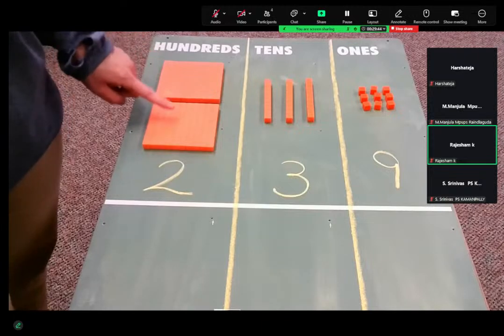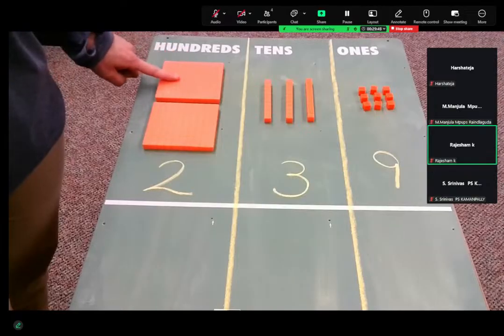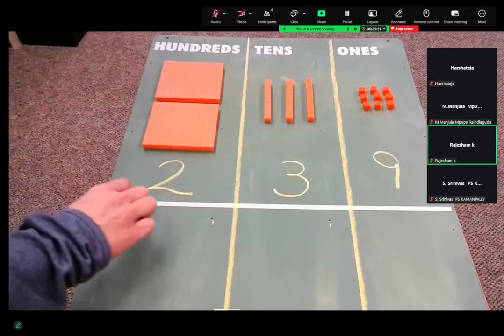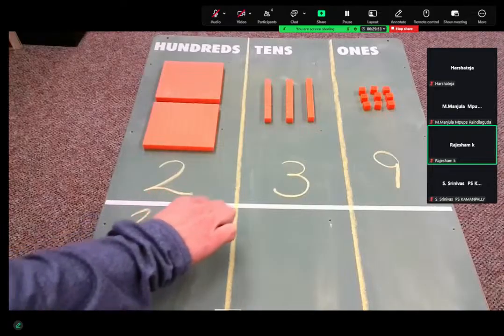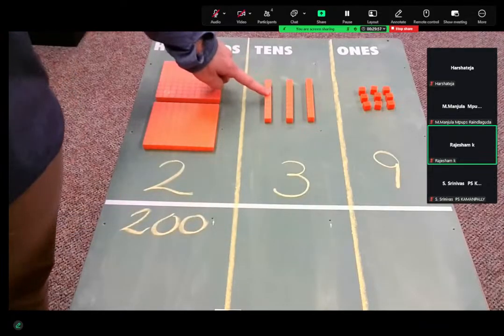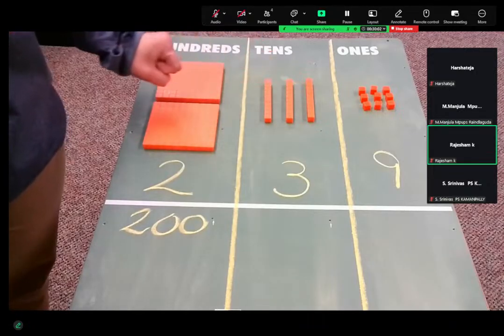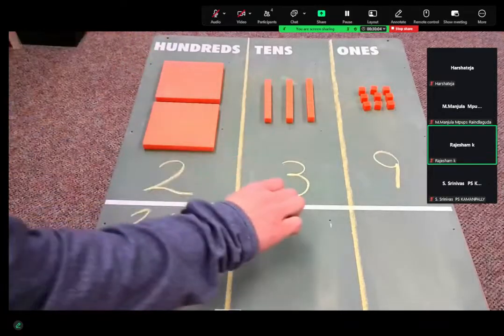So here we have hundreds. So I'm going to count them by hundreds. It's going to be 100, 200. So this is now 200. How many tens? 10, 20, 30, because I'm switching the way I count by tens.